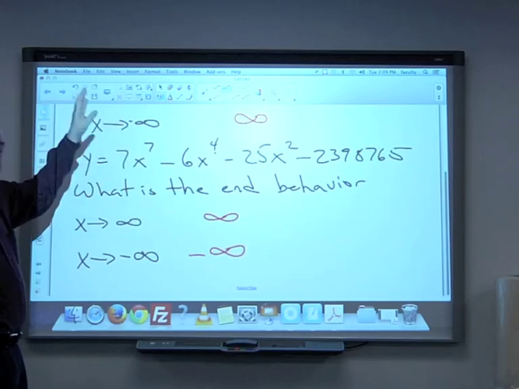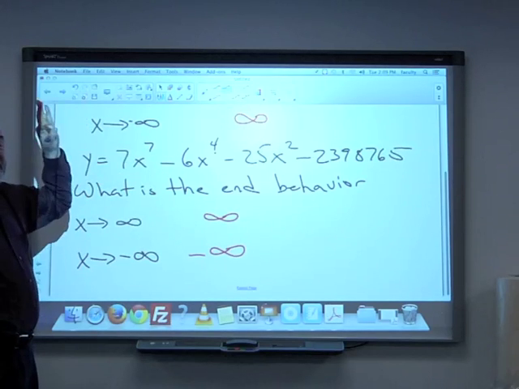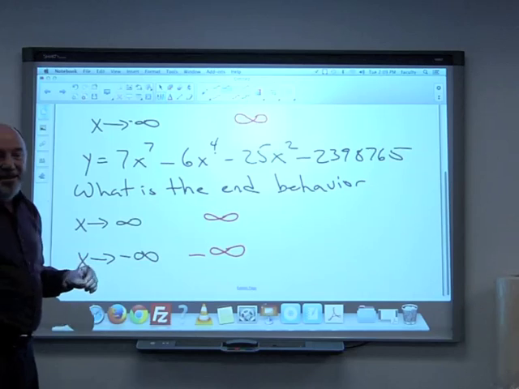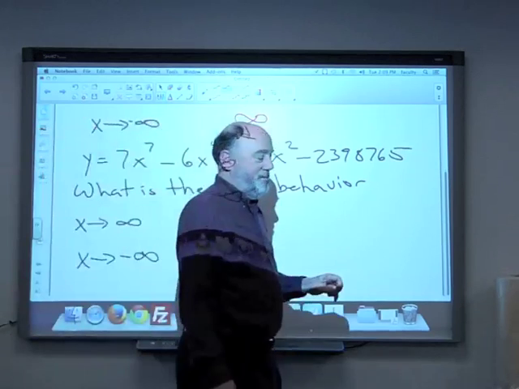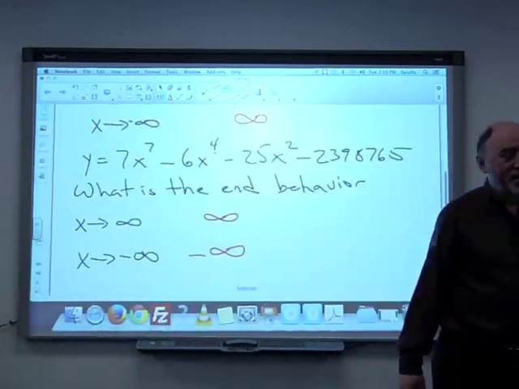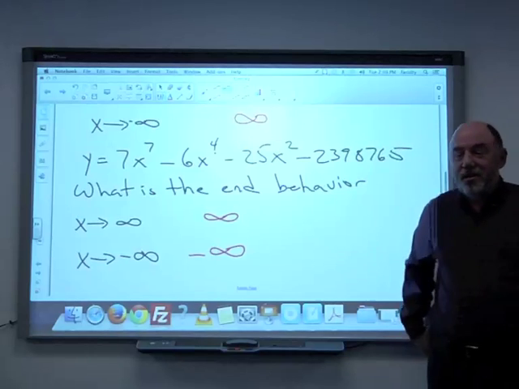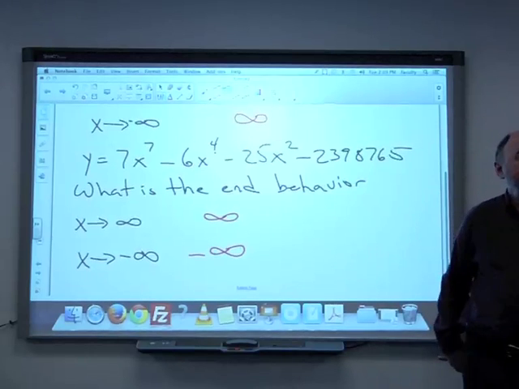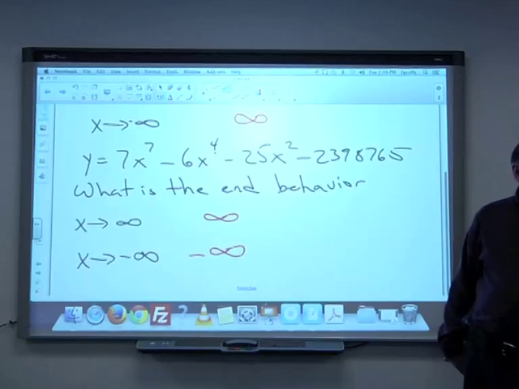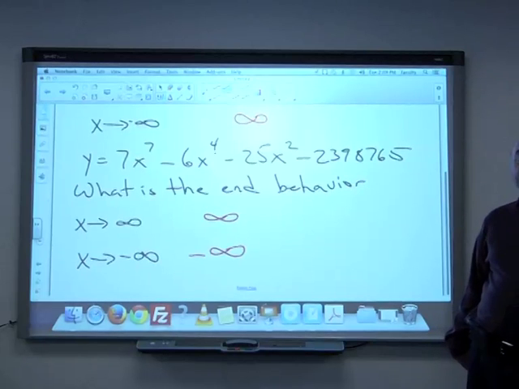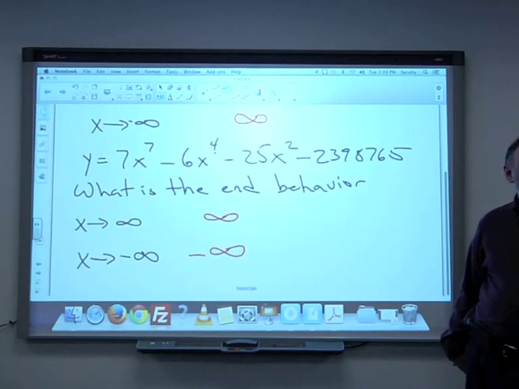Because again, we're talking x is really, really big. So when x is really, really large, all the other terms are nothing compared to that term.